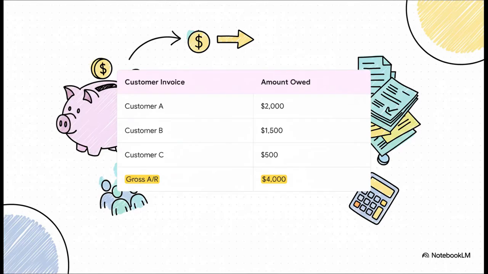You've delivered the product, you've performed the service, and now you're just waiting for that money to hit the bank. It's a current asset because you fully expect to collect that cash pretty soon, definitely within the year. So if you add up all the outstanding invoices from your customers, in this case we have 3 of them, you get what's called gross accounts receivable. Here it's $4,000. But, and this is a really big but, that's not the whole story. It's usually not the number that makes it to the final balance sheet.